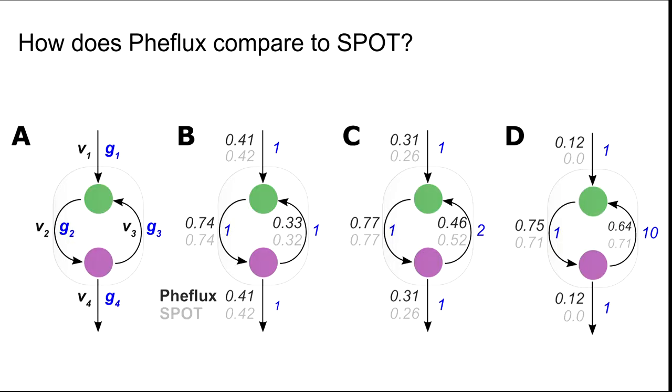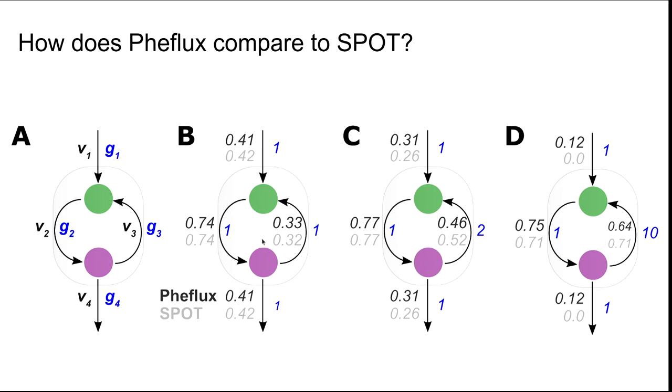Okay, so again, we will use a toy network to see how SPOT and FIFLUX, which we call phenotype-specific estimation of fluxes, depart from each other. In the toy network, we again have a cycle. You have the fluxes in black, and in blue, you have the gene expression assigned to each reaction. And then we have three cases, B, C, and D.